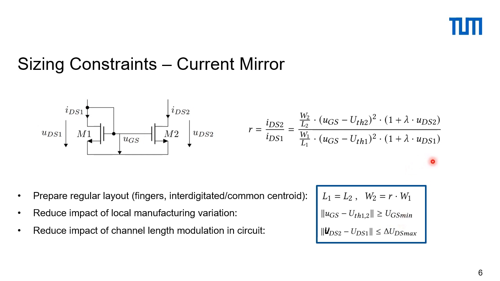The next thing is, depending on the circuit around this current mirror, the two drain source voltages will not be the same, but this would also influence the current ratio. To minimize the impact of the drain source voltages, the difference between the two of them should not be too large. So we have to give an upper threshold for that. So again, for a current mirror, in addition to the constraints that we set up for the individual transistors, we have constraints that have to be kept for the current mirror.